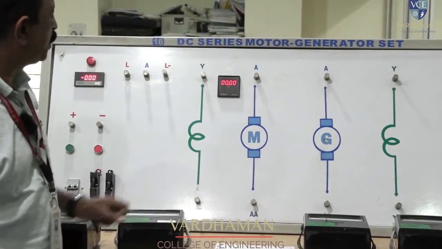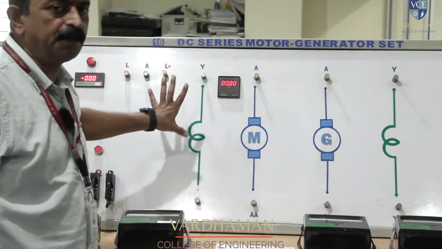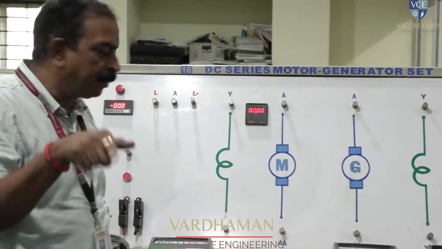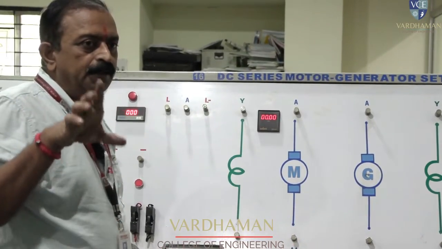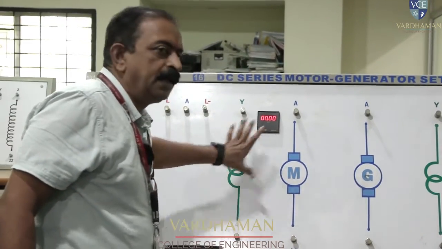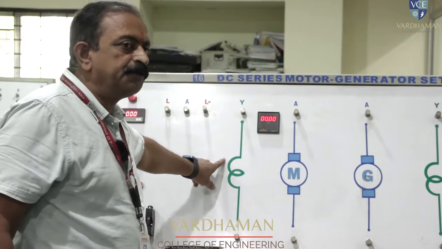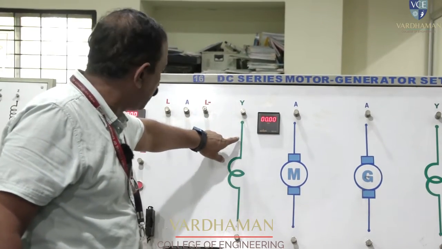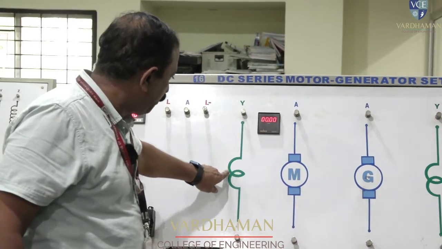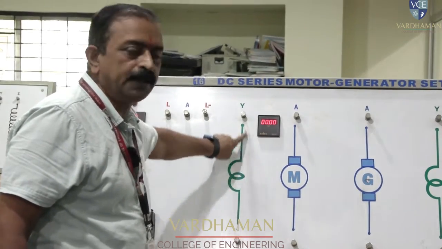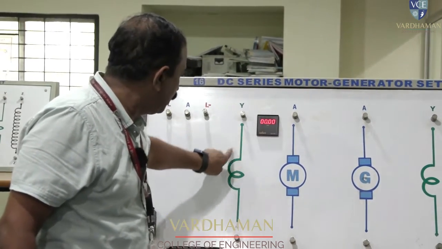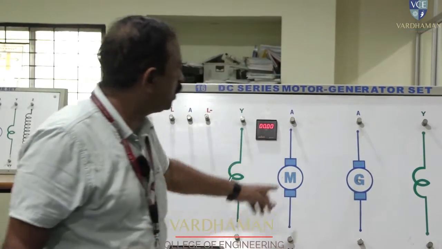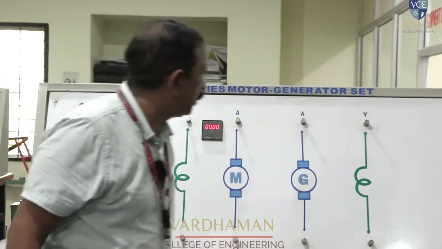Generally the series field is represented with a thick wire of fewer turns, whereas the shunt field is represented with more turns and a lengthy wire. That is the difference between the shunt field and the series field. We should represent the series field this way while drawing the circuit diagram: thick wire, fewer turns. So these are the motor terminals and these are the generator terminals.